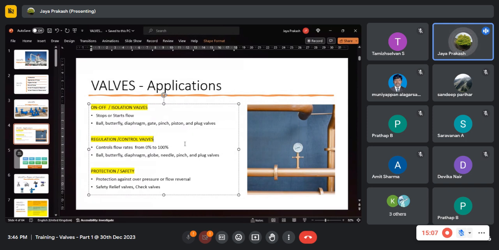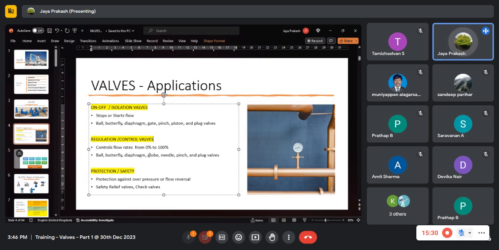So another type of application is control valves, where the flow is controlled from 0 to 100%. Either they will stop it completely, or they will release it. They will open it 10% or 20% or 50% or 75% or 100%. It can be done with control valves.